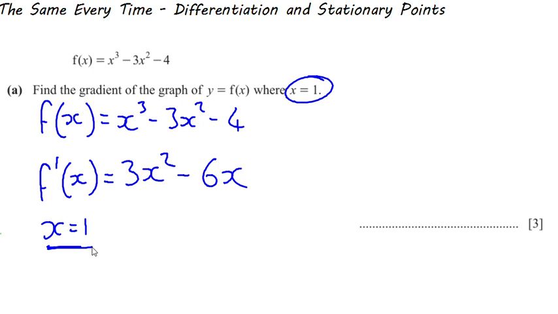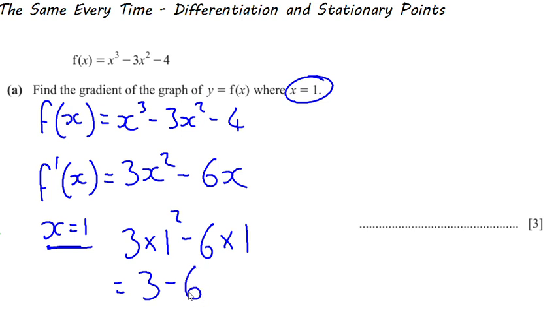So to find the gradient, I just put x equals 1 into my differentiated function. Instead of x, I put a 1. So 3 times 1 squared is 3. Minus 6 times 1, which is 6. 3 minus 6, negative 3. So the gradient of that particular graph when x equals 1 is negative 3. Differentiate and put x equals 1 into your differentiated function.